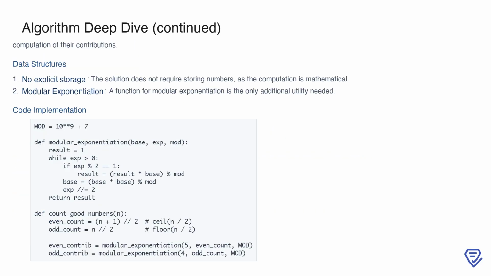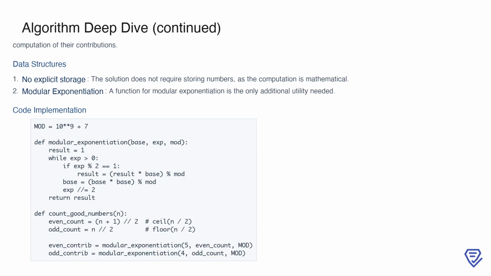The key insights that make this approach efficient are rooted in modular arithmetic and the properties of the defined constraints. First, modular exponentiation is crucial because it allows us to compute large powers in log(exponent) time, which is much faster than direct computation. Second, the constraints on the digits simplify the problem by reducing the possibilities to only 5 choices for even indices and 4 choices for odd indices.